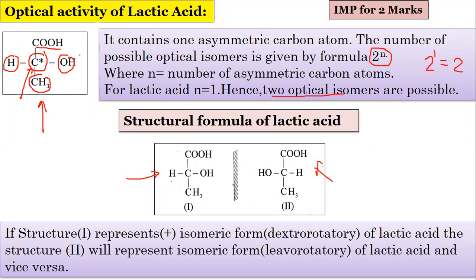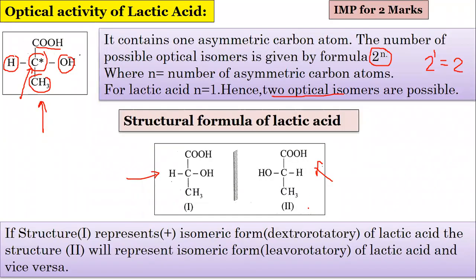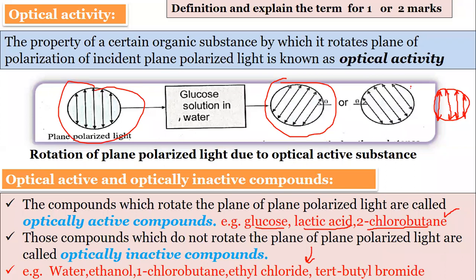The plane is shown, so we don't know which is dextrorotatory and which is levorotatory. I introduced these 2 new concepts, dextro and levorotatory. When the plane of the plane polarized light is rotated to the right hand side, such a right hand rotation is called dextrorotatory, and when it is rotated to the left hand side, it is called levorotatory.